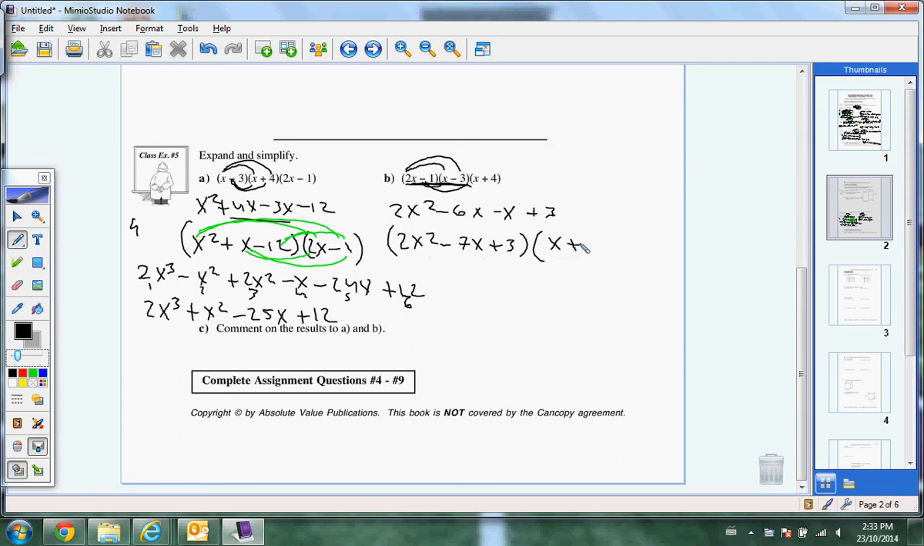Okay, now we're ready to multiply it to the second one. All right, so Alex, what's 2x squared times x? 2x cubed. Jad, what's 2x squared times 4? 8x squared. Okay, Josie, what's negative 7x times x? Negative 7x squared. What's negative 7x times 4, Chris?